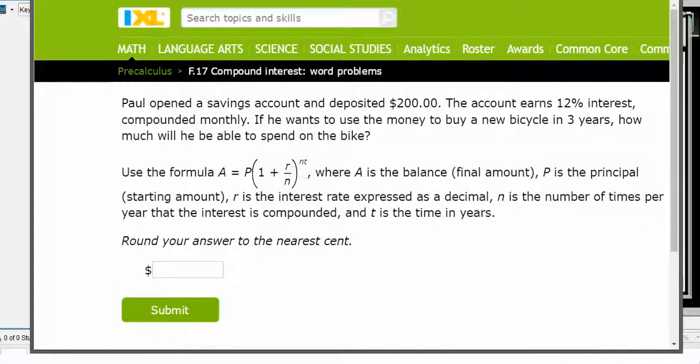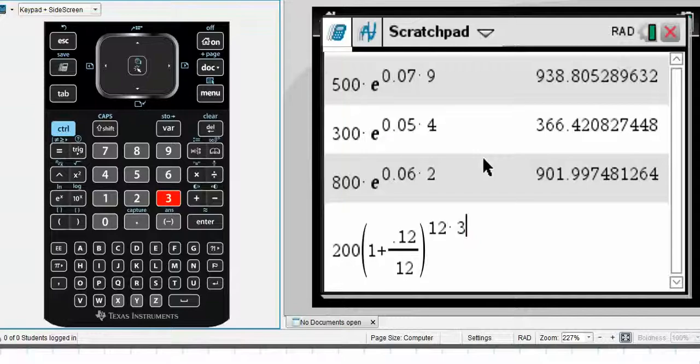So I'm going to set this up into the calculator so that you can see what it looks like. And here we have it, $200 with a set of parentheses. So $200 multiplied by 1 plus our interest rate, 12%, divided by the number of times we compound per year, so 12 times per year, raised to the power of N times T, so 12 times 3.